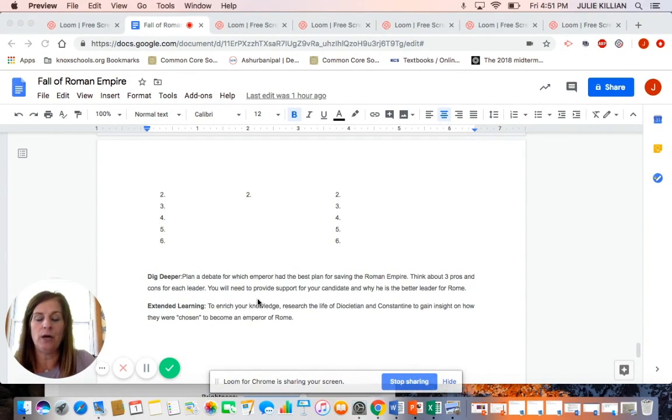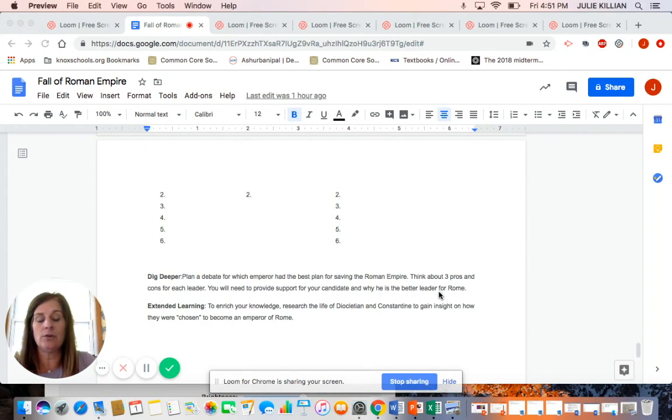And then after you complete your graphic organizer, we're going to dig a little deeper, which just means for you to analyze things a little bit more rigorous. And so I think it'd be a great idea to plan a debate for which emperor had the best plan for saving Rome. So do you think that Diocletian had a better plan, or do you think that Constantine had a better plan? So think about 3 pros, and that would be three good things, and 3 cons, that would be 3 bad things, for each leader. And you will need to provide support for your candidate and why you think he is the better leader for Rome.